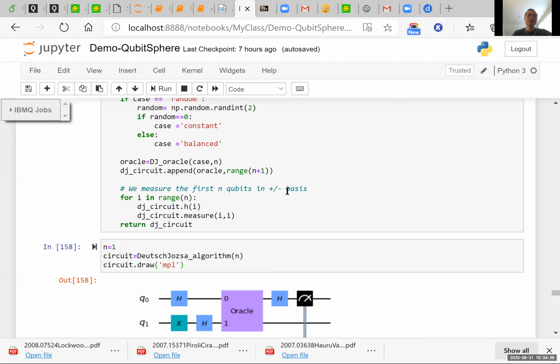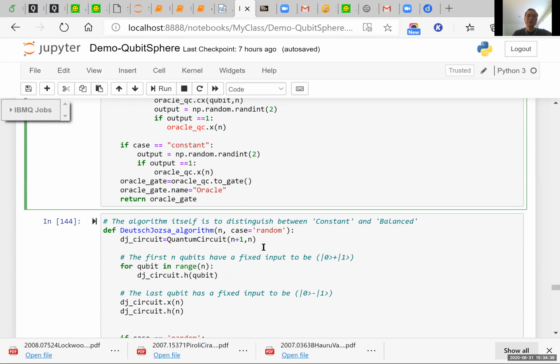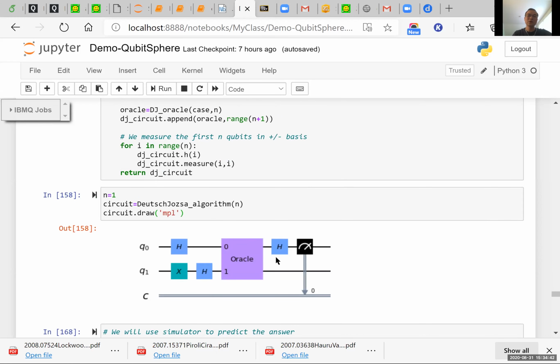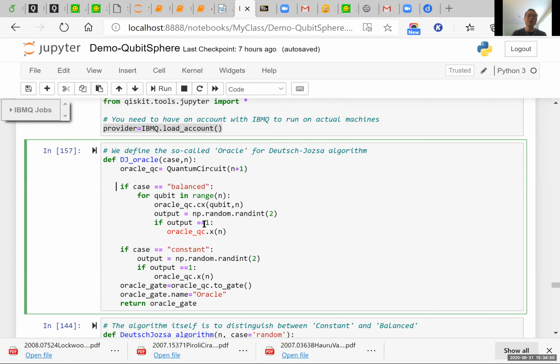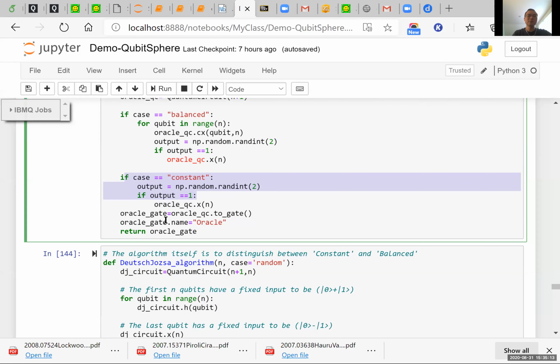So that is defined here, but let me show this. This block is usually called an oracle. The oracle is doing some function, some action, so it's defined as an oracle. You can regard it as a black box. And here I define the oracle. The detail is not that important, but if you're interested, you can see how the balanced one is designed and how the constant one is really simple. You just always output the same state, or you flip, or the output is always the same.